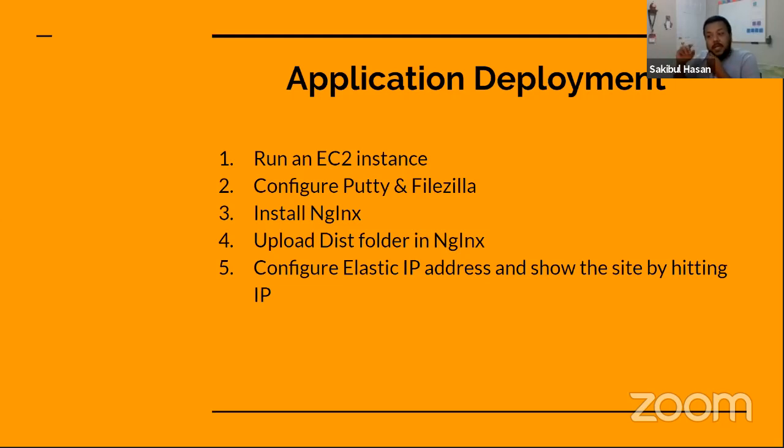Cool. And then after we install NGINX, on the fourth step, we're gonna upload the dist folder into NGINX. And then on the fifth step, I'll show you what happens when we create a VM. It automatically gets assigned a public IP. That public IP is assigned to that server, but sometimes it gets changed. So we will see on the fifth step how we can fix this issue. Cool. So saying that, let's go to our server.